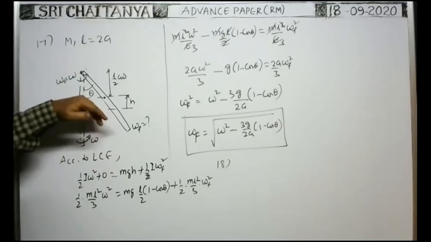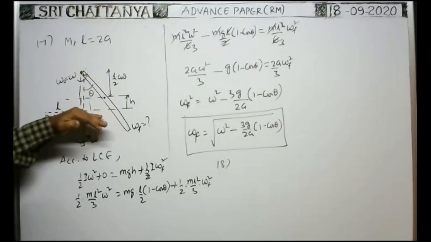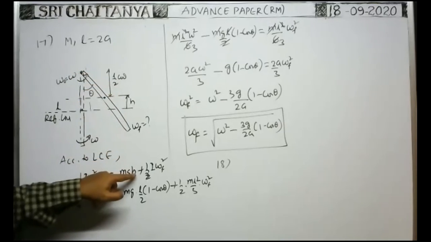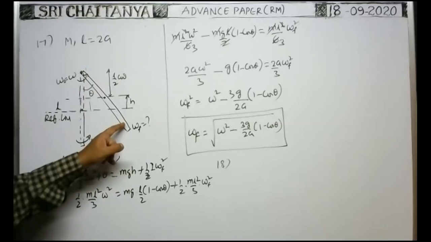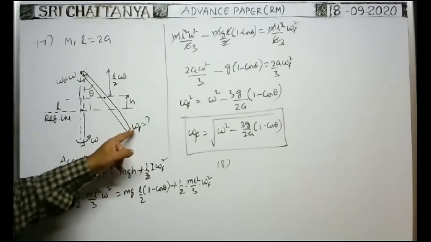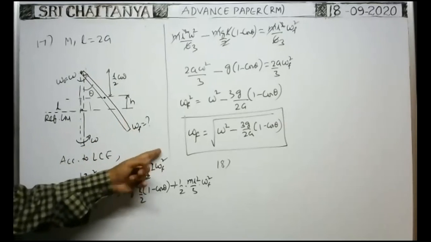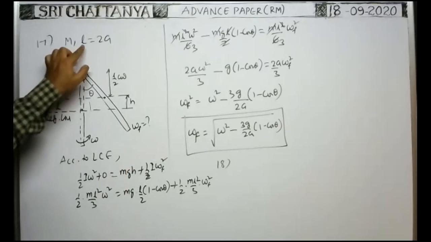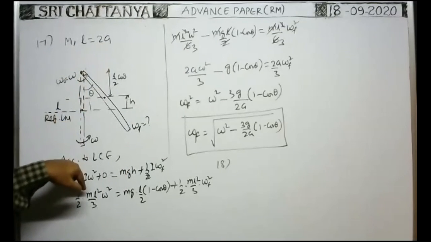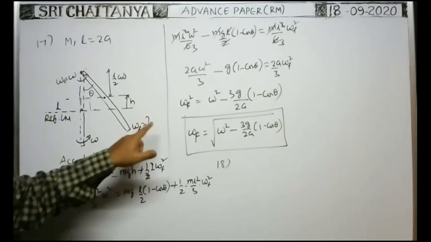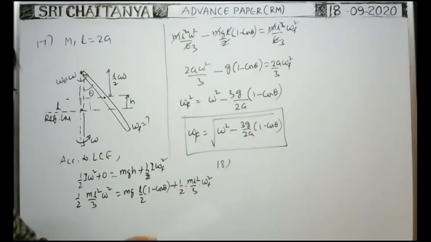That is equal to, whenever the rod comes to this position, as the center of mass rises up to a height h, it gains the potential energy plus the rotational kinetic energy becomes half I into final angular velocity at this position square. Here L is equal to 2a, given. You substitute 2a and simplify them. Then I got the final angular velocity at this point is equal to this one.